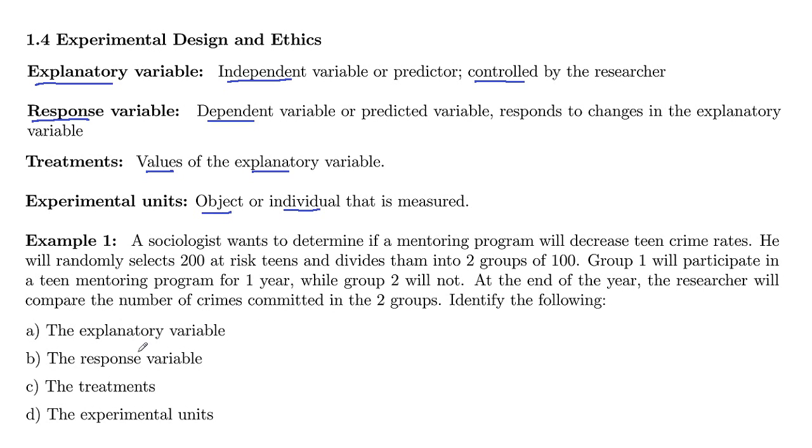And we want to identify first the explanatory variable. So that's the independent variable. That's what the researcher has control over. And that is going to be whether or not the teens are in a mentoring program. So explanatory variable is whether or not they are mentored.